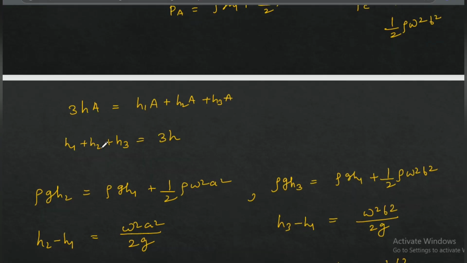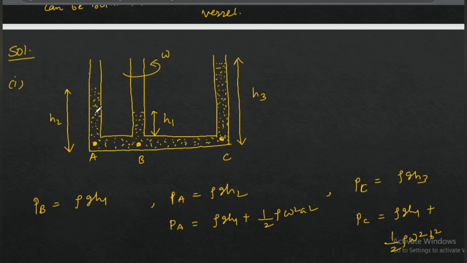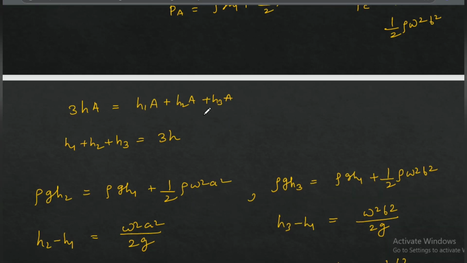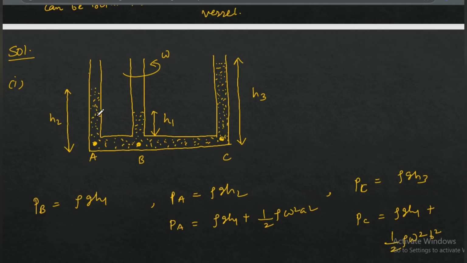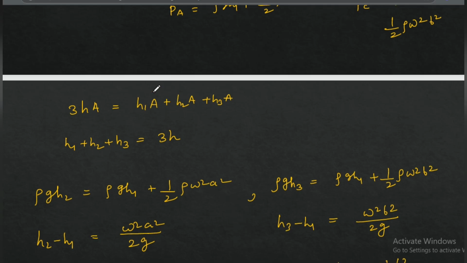So the water content in the final condition will be H2A, H1A, and H3A, and this must be equal to 3HA, right? Because the volume of water must be conserved. Water is not spilling out from the container, so the volume is conserved. So H1A plus H2A plus H3A equals 3HA. Now A will cancel out, so H1 plus H2 plus H3 equals 3H.